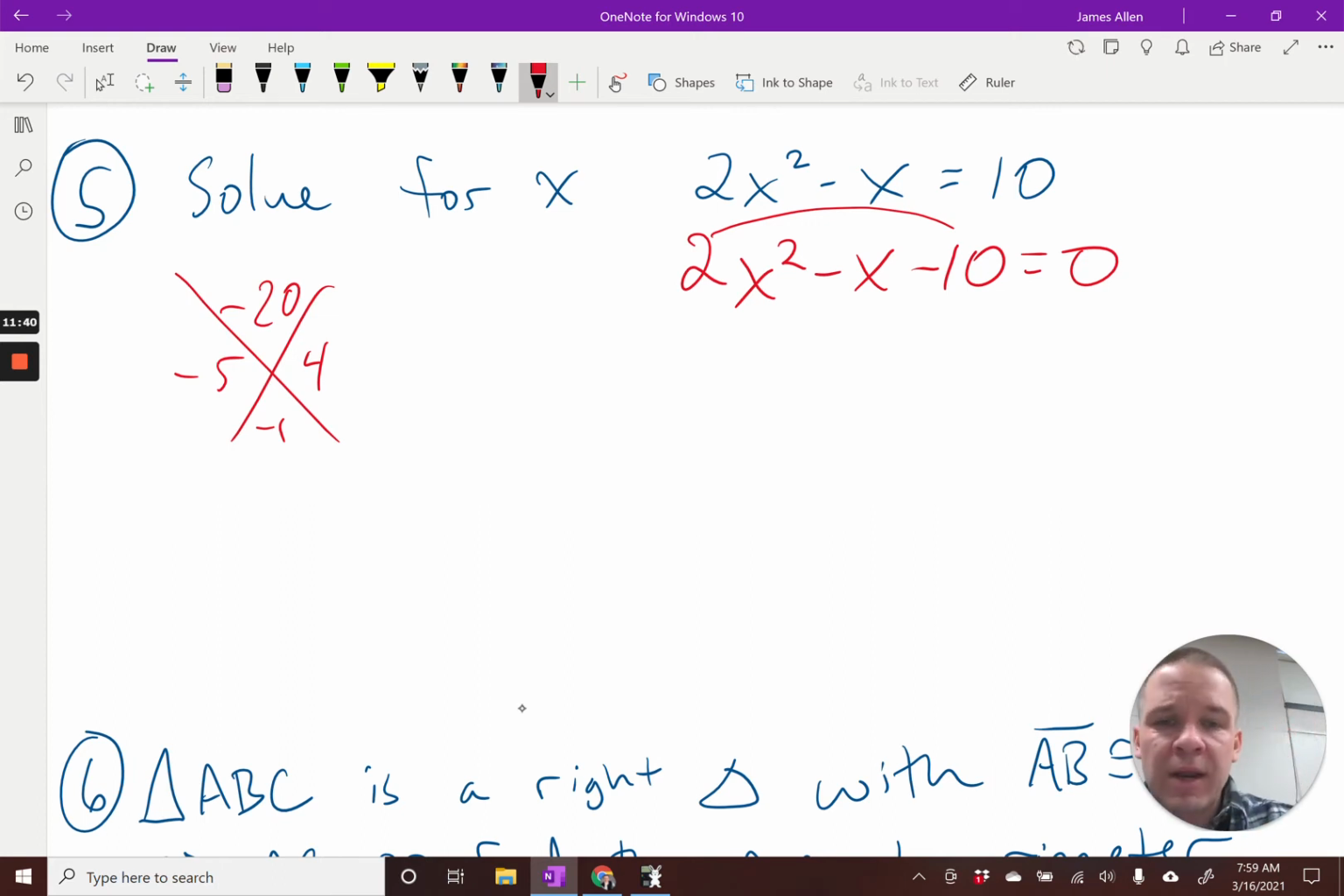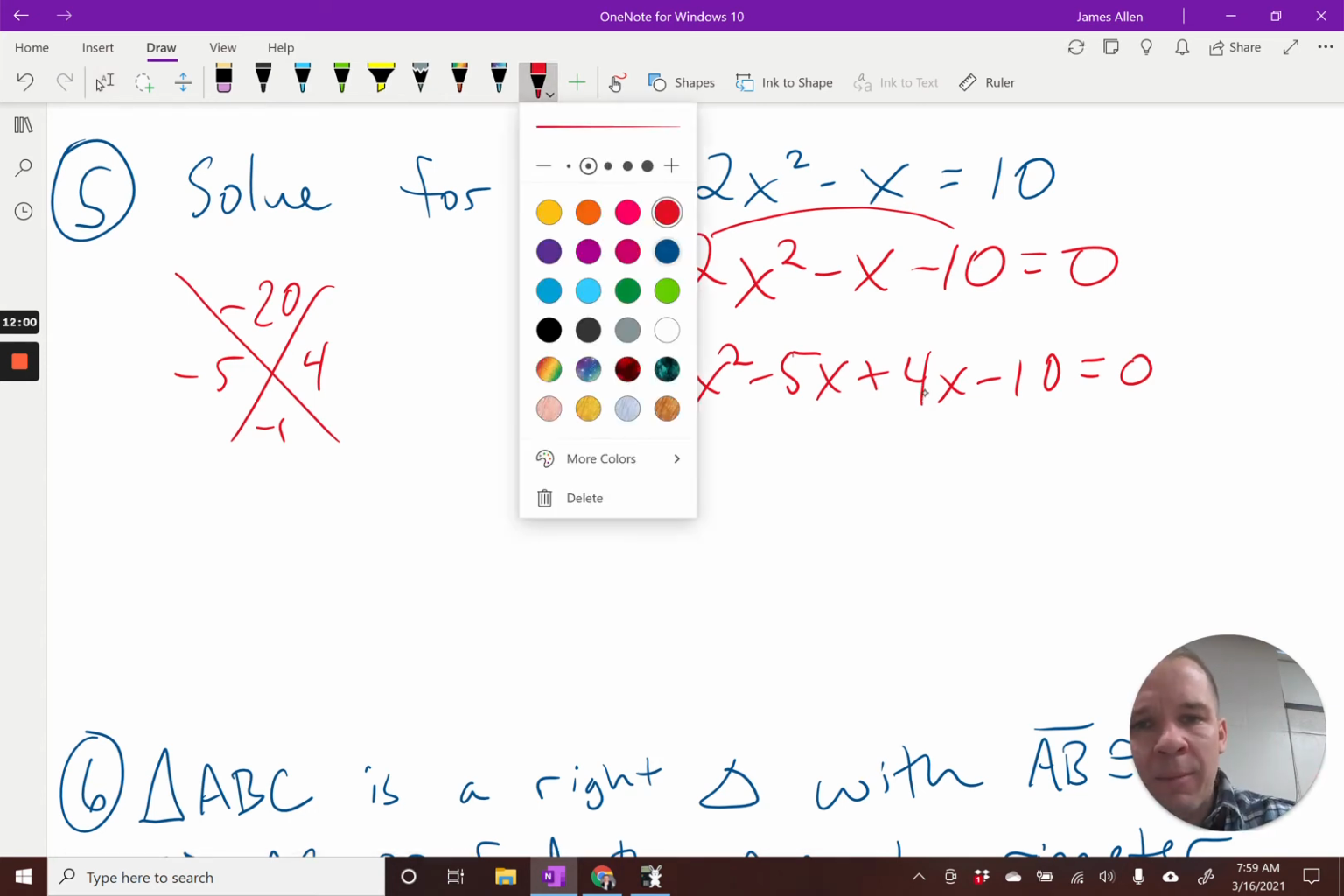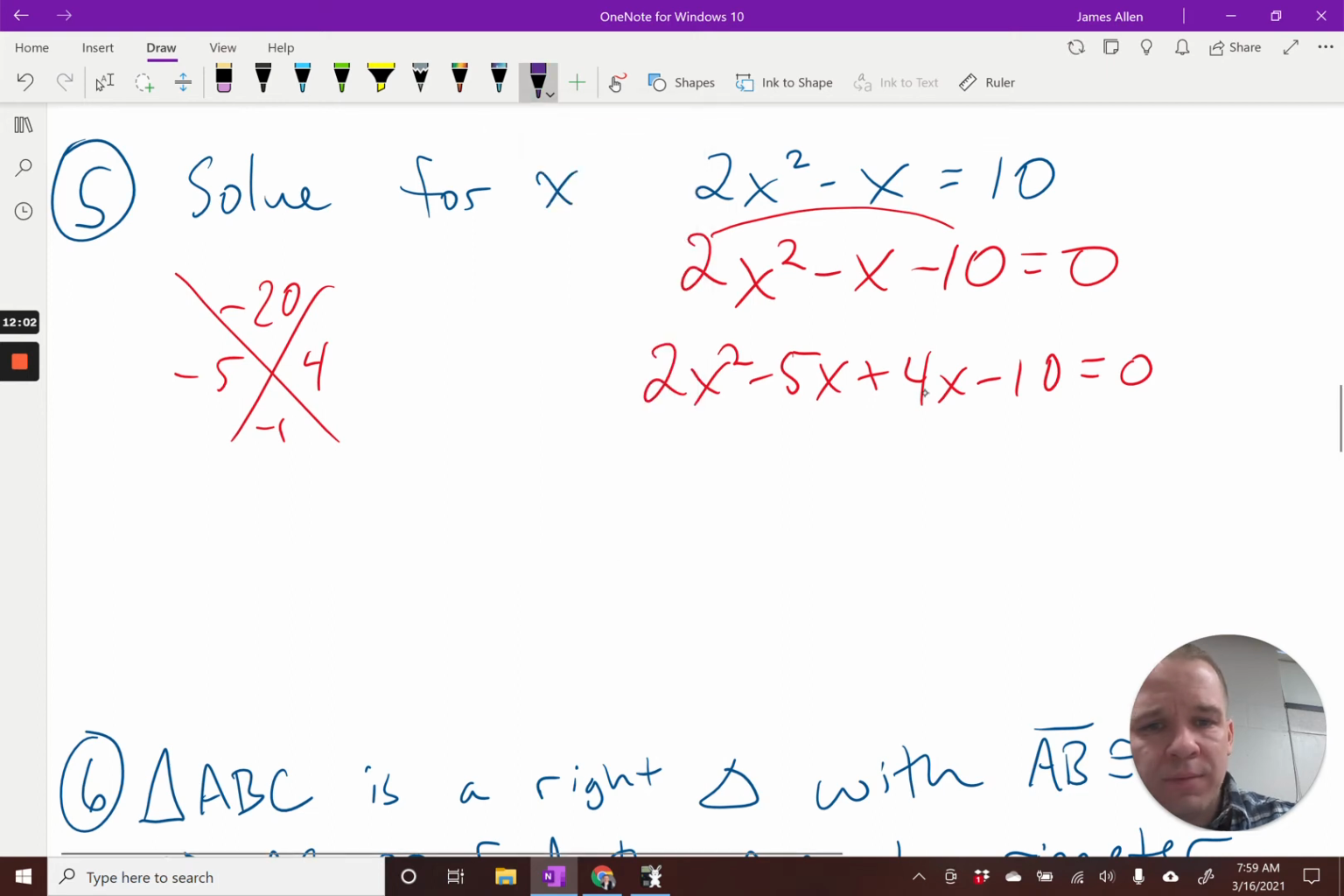All right? So I'm going to have 2x squared minus 5x plus 4x minus 10 equals 0. Now, why does that work? How are we able to change this problem? Negative 5x and positive 4x add up to negative x, right? So I haven't really changed anything. I've just broken it apart a little bit. Now, I'm about to throw some parentheses around the first two and the last two, okay? I'm going to pull out a GCF time.